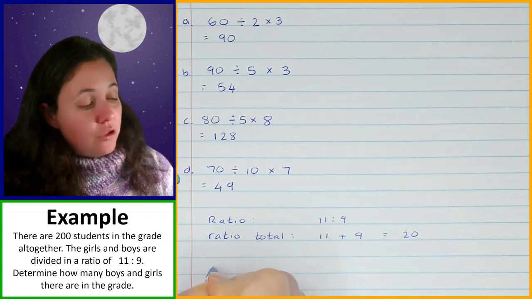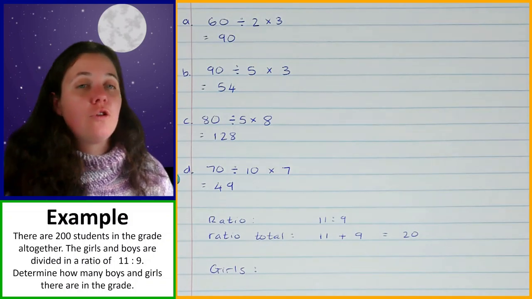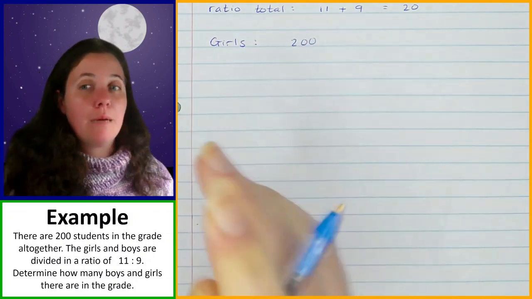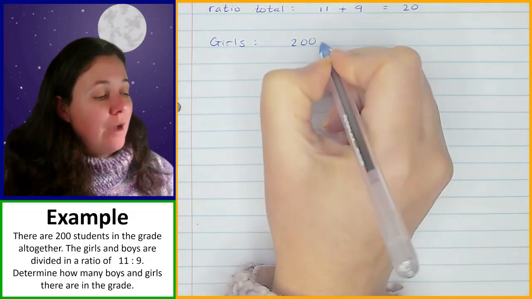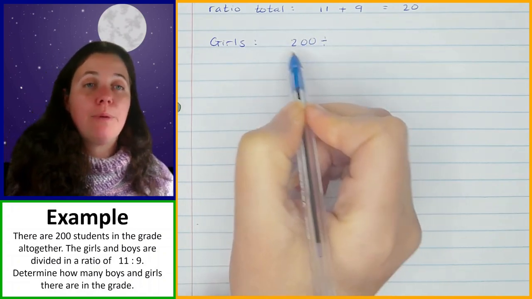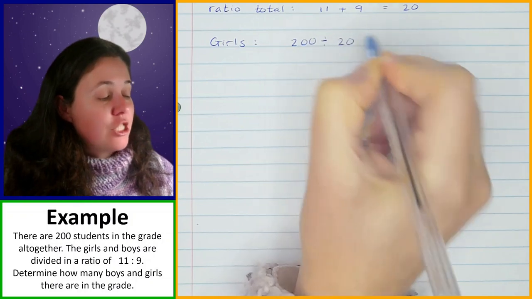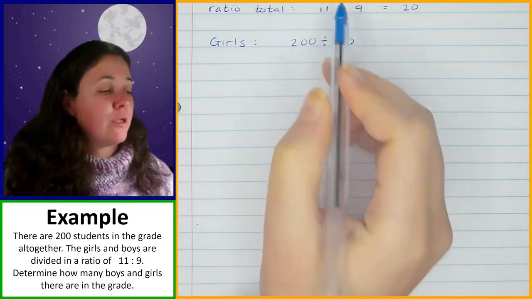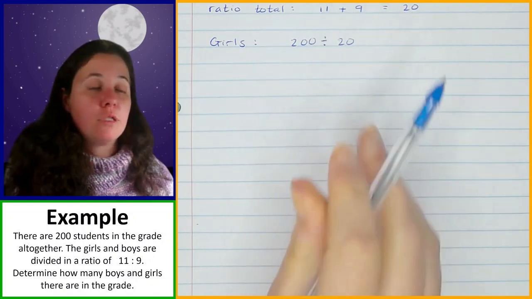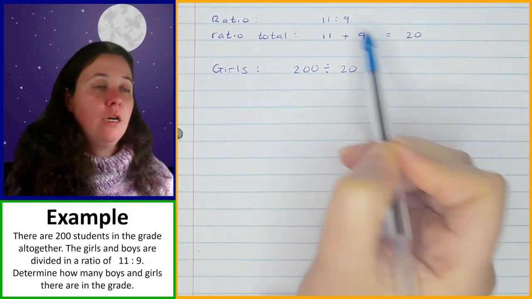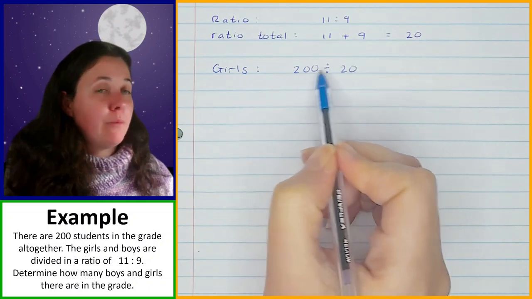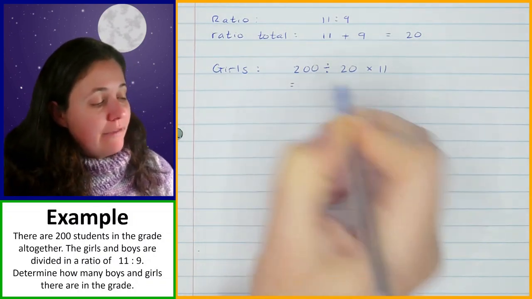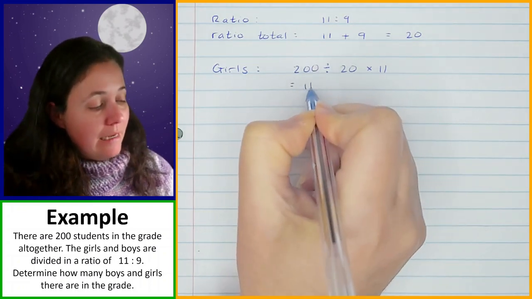I'm going to start off by looking at the girls. For the girls, I need to take my total number of students, because that is the only number of students that I actually know. So I take the total number of students and divide that by the ratio total. So it's the total divided by the ratio total. I'm dividing by 20. That will tell me how many 20s there are in the number of students that there are. Then I can use that to work out how many of them are girls, because I know that for every 20 students there are, 11 of them are girls. So now this tells me how many 20s there are, and we're going to multiply that by 11 to find out how many of the students altogether are girls. That gives me 200 divided by 20 is 10, times 11 is 110 girls.